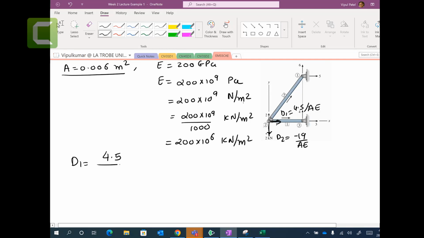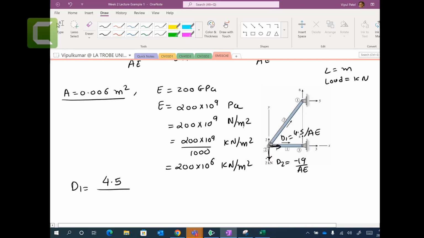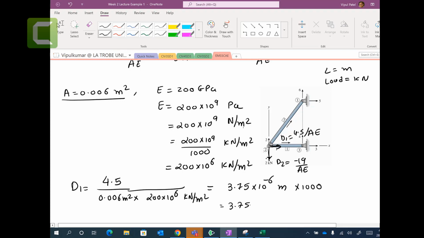D1 equal to 4.5 over area, 0.06 meters square, times 200 times 10 raised to 6 kilonewton per meter square. So if I use my calculator, 4.5 divided by 0.06 times 200 times 10 to the power 6, you get a very small displacement, in meters, 10 raised to minus 6 meters. And if I multiply by thousand, you get in millimeters, 3.75 times 10 raised to minus 3 millimeters.